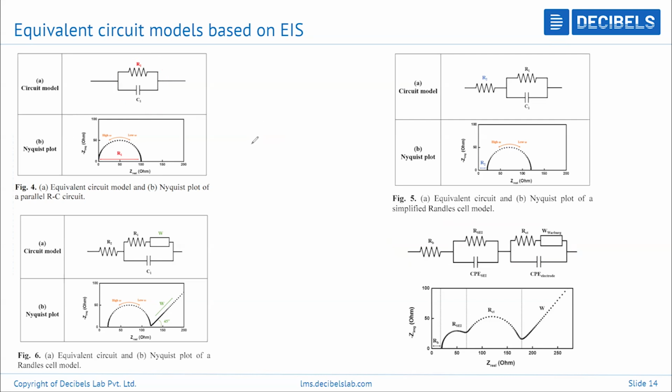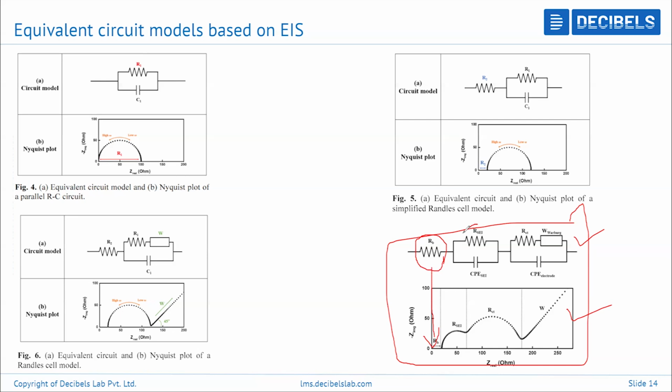Let's take this graph itself, so it will be easy to understand. Here I have mentioned some equivalent circuit models and the respective Nyquist plot. This whole part refers to this semicircle, and this one refers to this semicircle, and the Warburg refers to this flat line which is at a particular angle. That angle is nothing but 45 degrees.